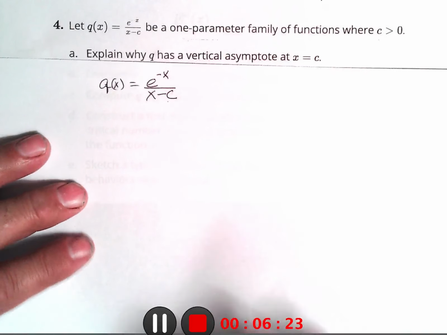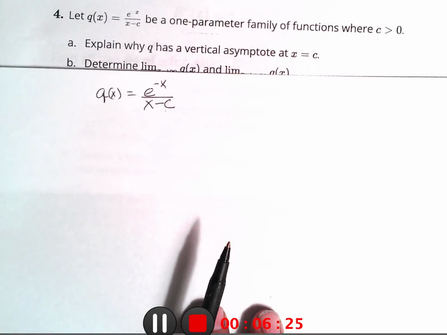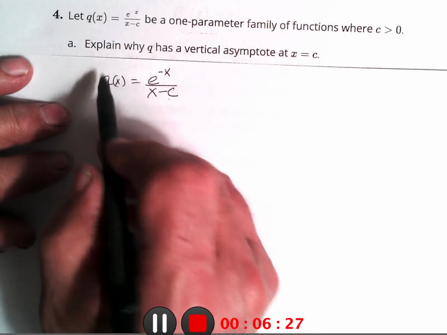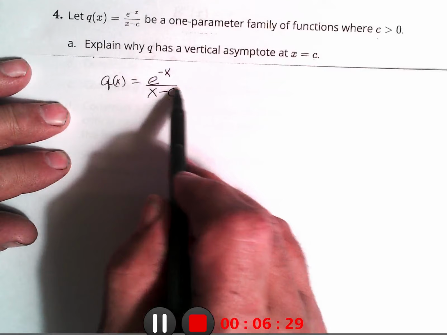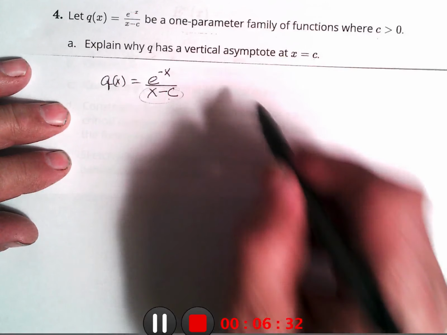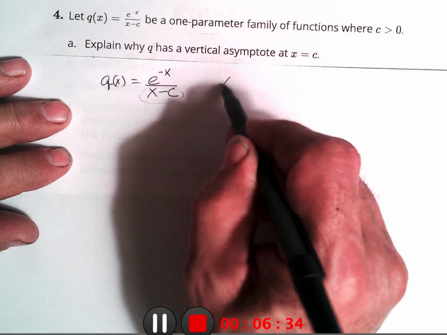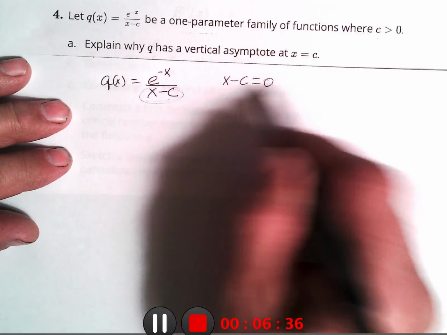Explain why Q has a vertical asymptote at c. Well, it has a vertical asymptote because that's where it's going to be division by 0. And so when x minus c equals 0, adding c to both sides, that's when x equals c.